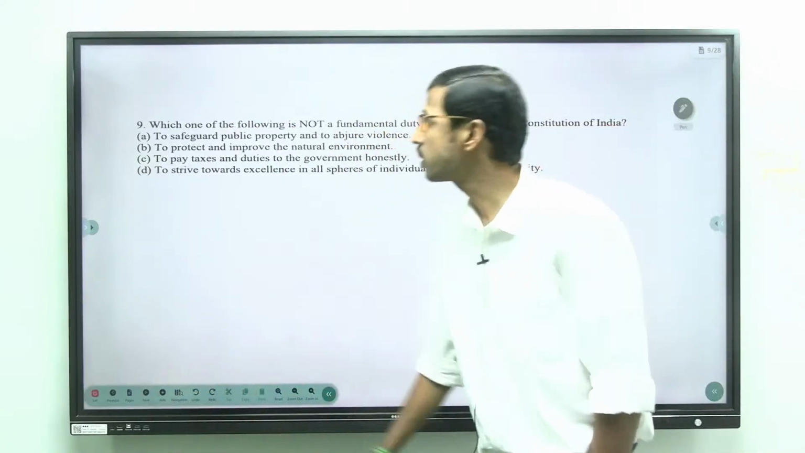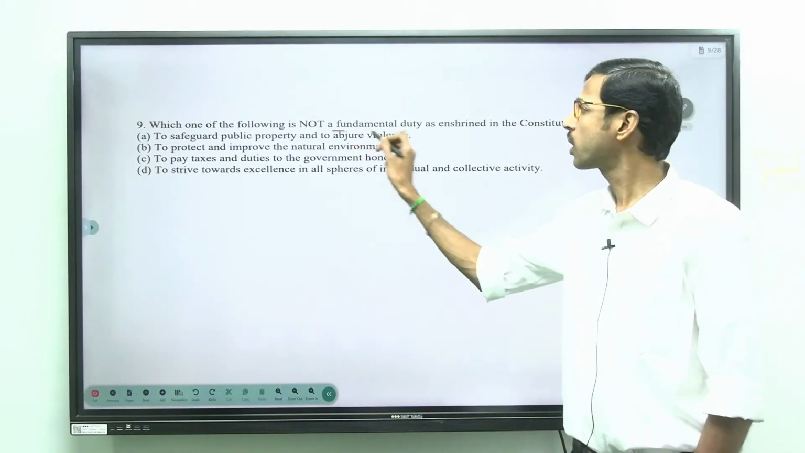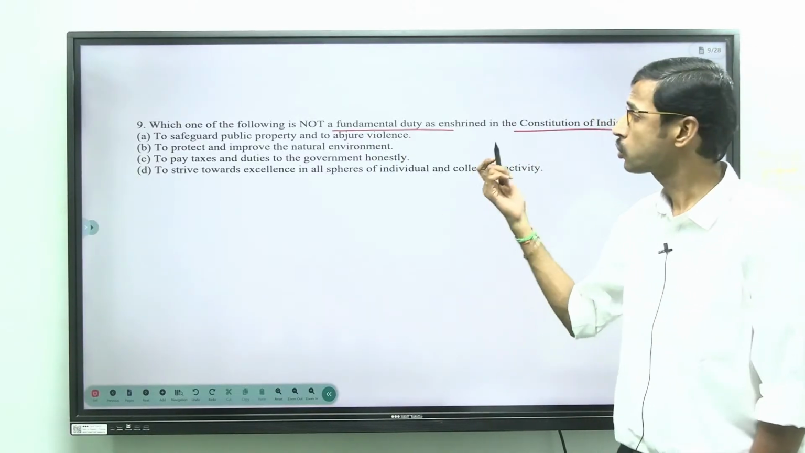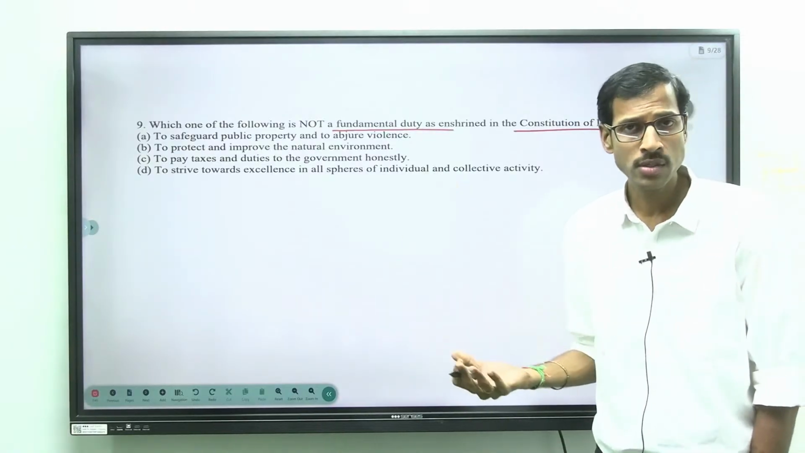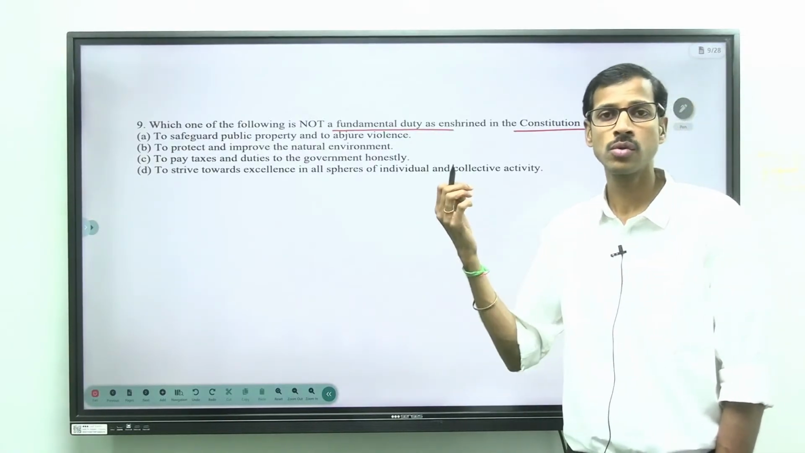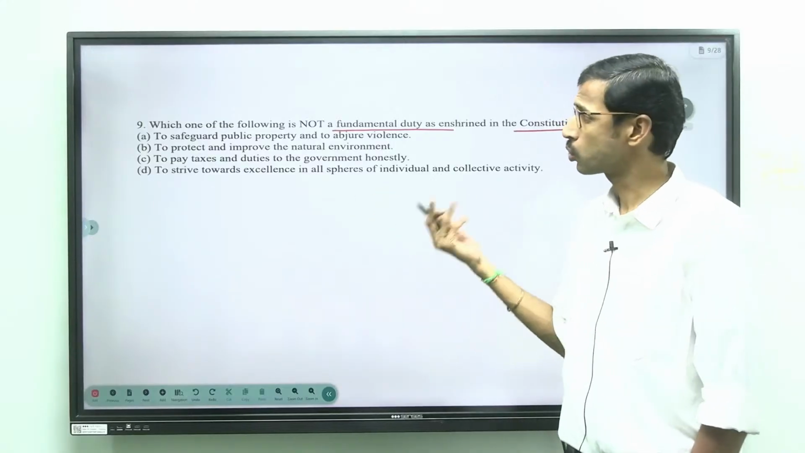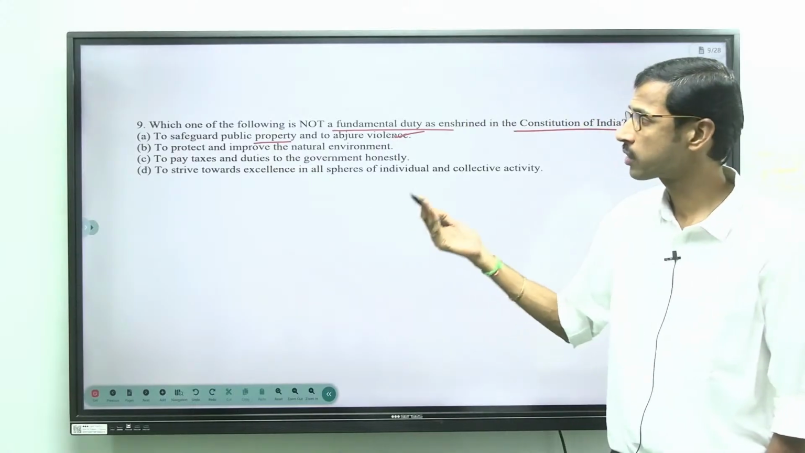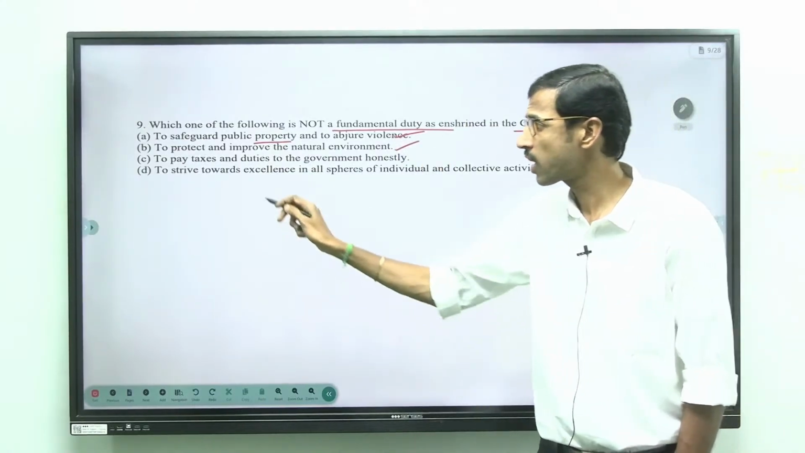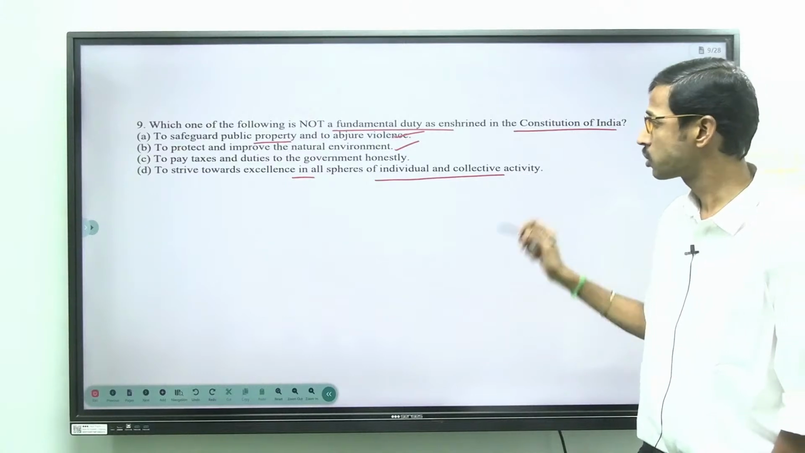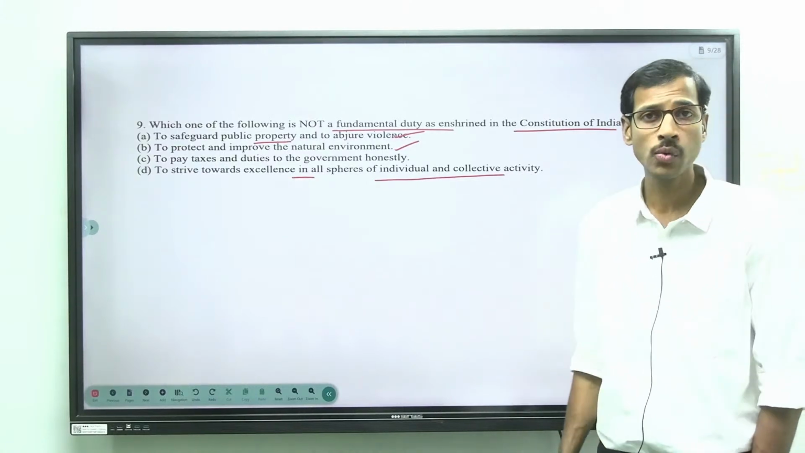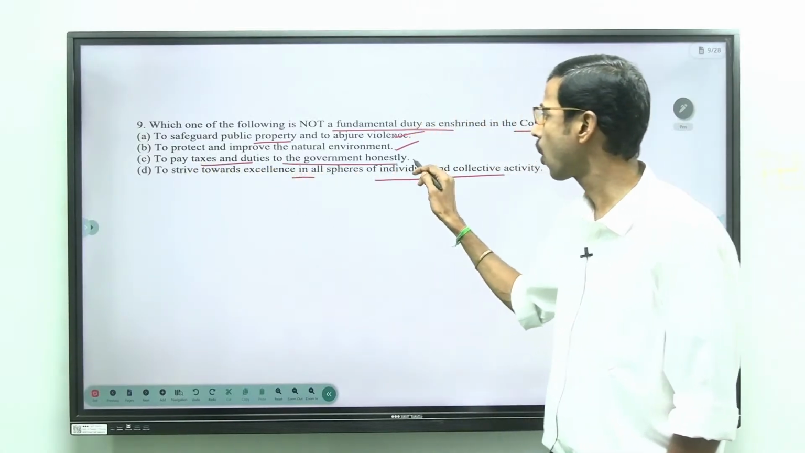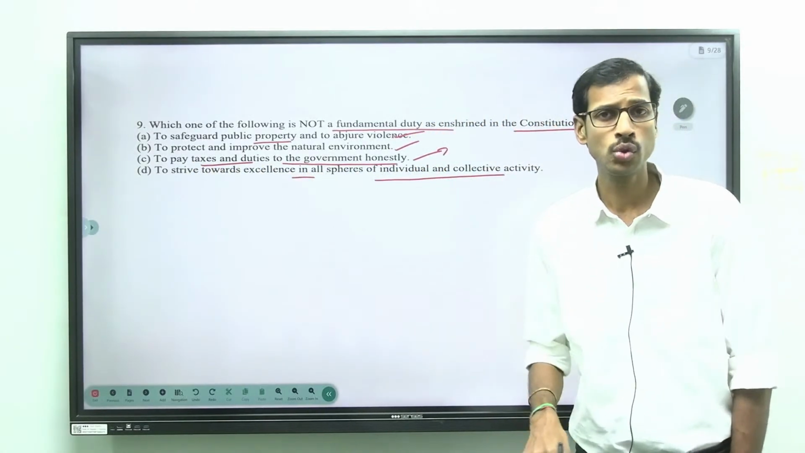Next, which one of the following is not a fundamental duty as enshrined in the Constitution of India? These types of questions also will be reflected in the UPSC, right? Some sort of easy, some sort of tough, some sort of average questions also will be reflected, right? To safeguard public property, this is correct, and to protect and improve the natural environment, to strive towards excellence in all spheres of individual and collective activity, also correct. To pay taxes and duties to the government honestly is not a fundamental duty here. Why?